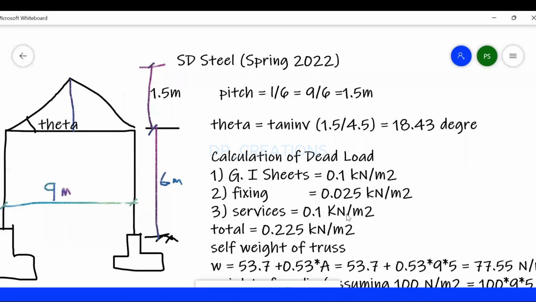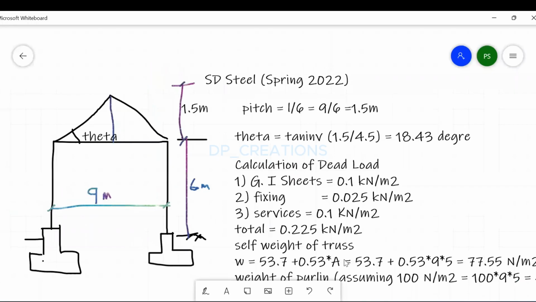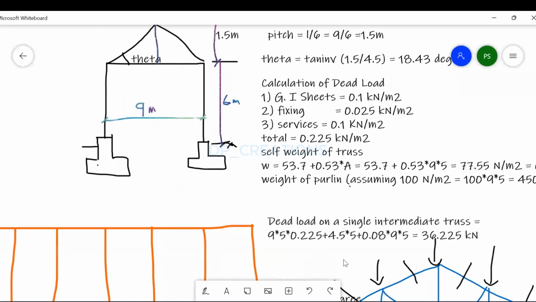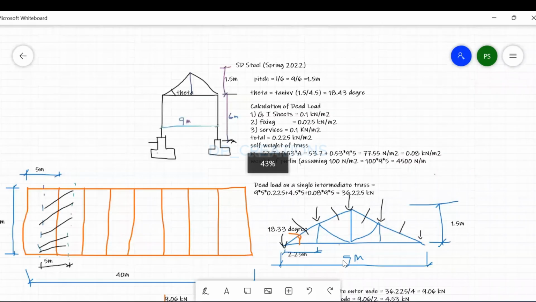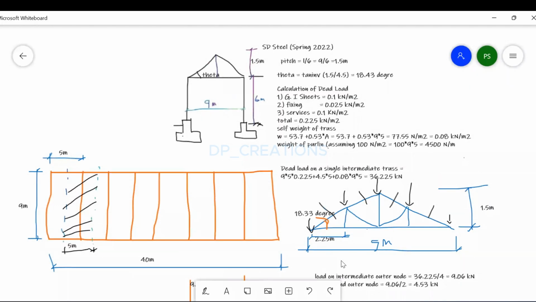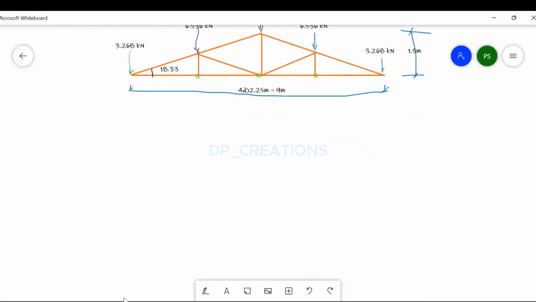Okay, let's start with the problem for our truss only. So for that, I'm summarizing the data here. Calculation of wind load.